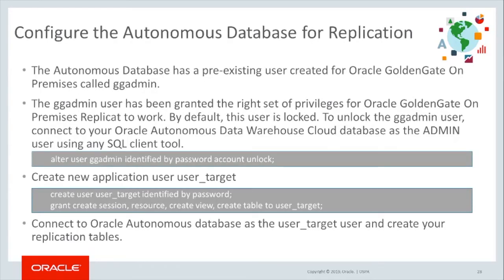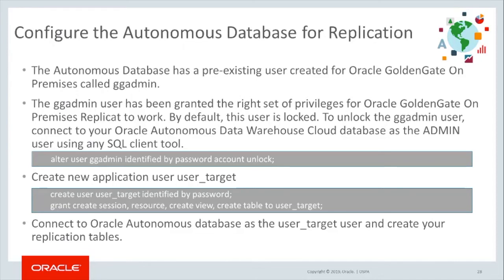To configure ADB for GoldenGate replication, use the pre-created ggadmin user in ADB. ggadmin has been granted the right set of privileges for Oracle GoldenGate on-premises replicat to work. By default, this user is locked. To unlock the ggadmin user, connect to your Oracle Autonomous Database as the admin user using any SQL client tool, and run the alter user ggadmin identified by password account unlock command.